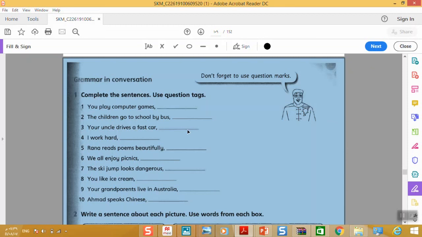Now let's have number 3. Your uncle drives. So look here, we have what? Here go, and here we have drives. Yes. Doesn't he? Excellent.